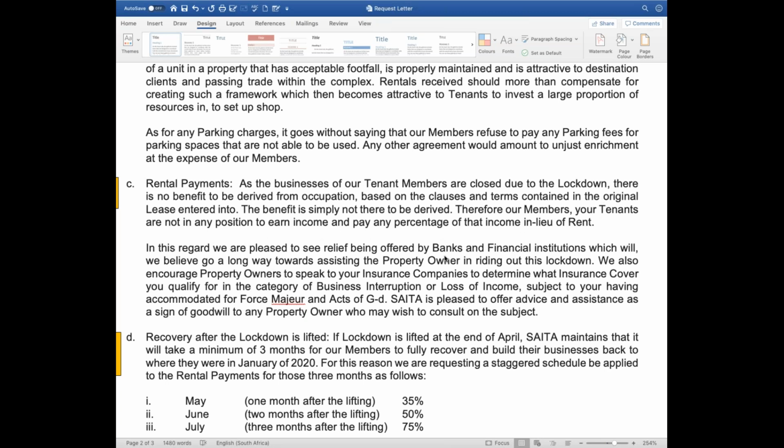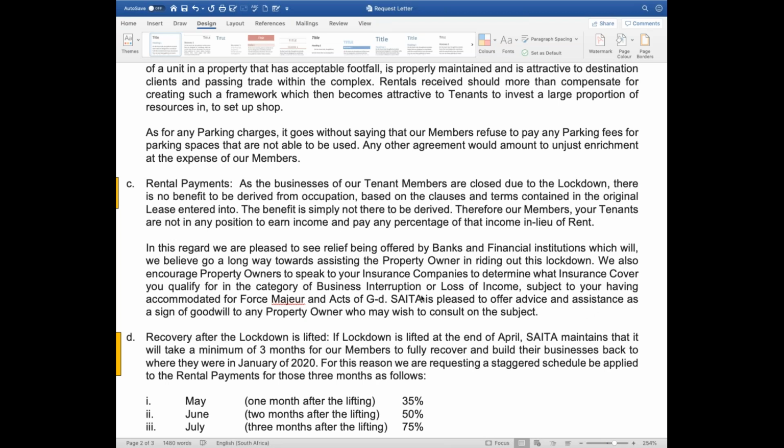In this regard, we're pleased to see relief being offered by banks, financial institutions. Some people have felt we should take this paragraph out altogether. In this regard, we're pleased to see relief being offered by banks, financial institutions, which will, we believe, go a long way towards assisting the property owner in riding out this lockdown. We also encourage property owners to speak to your insurance companies to determine what insurance cover you qualify for in the category of business interruption or loss income, subject to you having accommodated for force majeure and acts of God. Now, the reason I put that in is because that's what they're saying to some of the tenants that they're dealing with. You know, you guys are in a pickle because you didn't properly take care of your insurance policies. And this is a subtle way of reminding them they're in the same pickle.